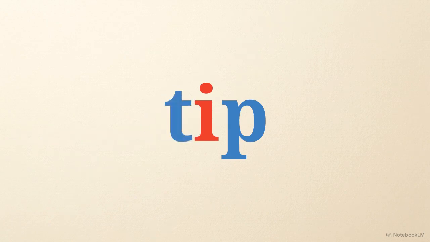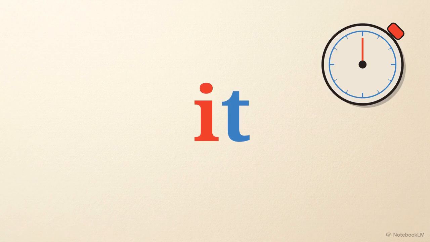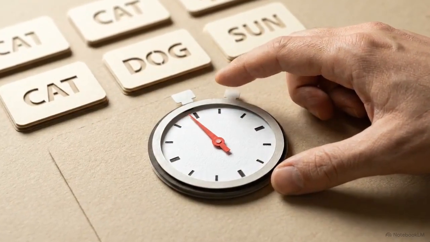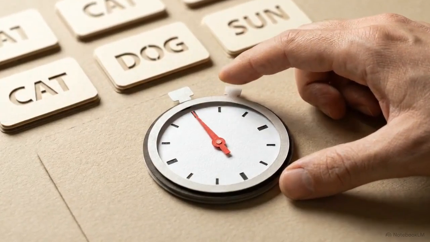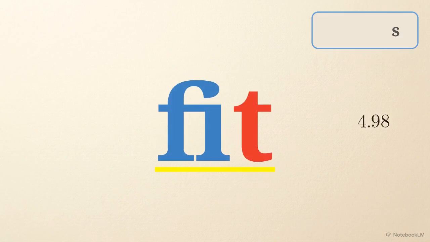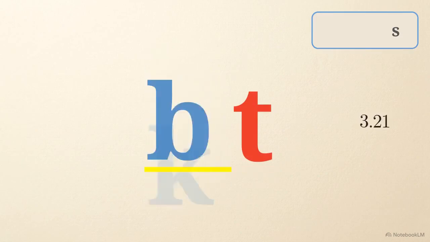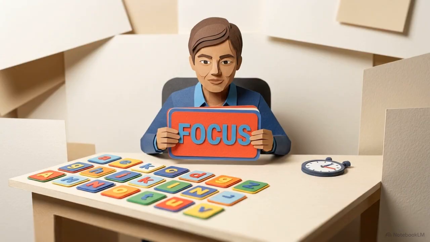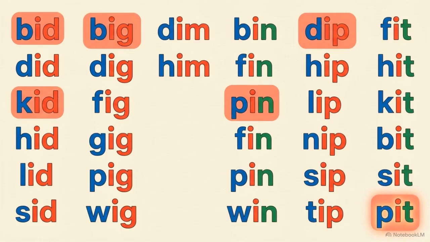Now for the IT family. This time we're going to try something a little different. We are going to do a speed round. Your goal is to say the words as they appear with almost no pause between letters. Ready? Fit, hit, kit, bit, sit, pit. Practicing at this speed helps your brain recognize the whole word at once, rather than having to sound out every single letter.